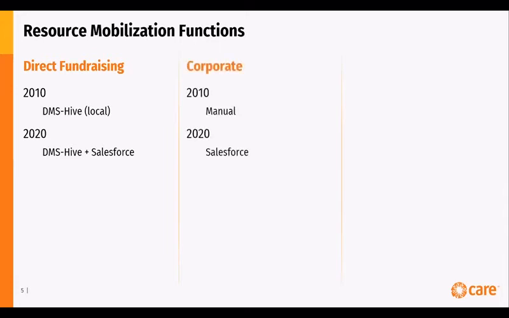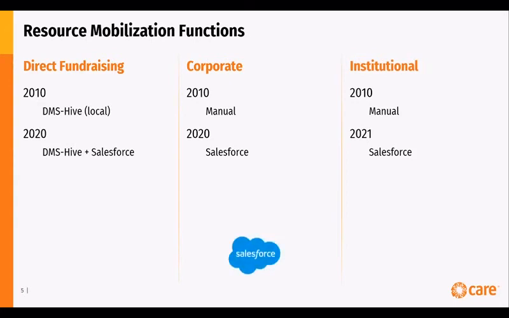The corporate fundraising team has been running manually. Manually means segregated, disparate and scattered Excel sheets and all that stuff. They are also moving. By the end of calendar year 2020, in December itself, they will be live on Salesforce. Currently, they are in the process of migrating their data into Salesforce. Institutional fundraising will move to Salesforce in the next calendar year. So once corporate is done, we will shift our focus to institutional. These resource mobilization functions have traditionally been running manually, so now we are moving everything to Salesforce.